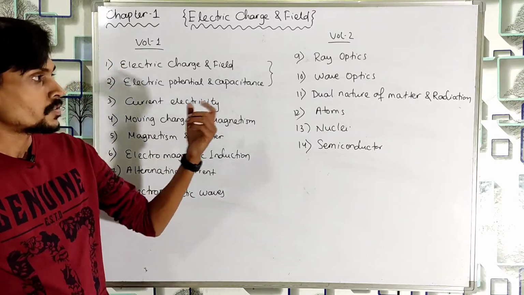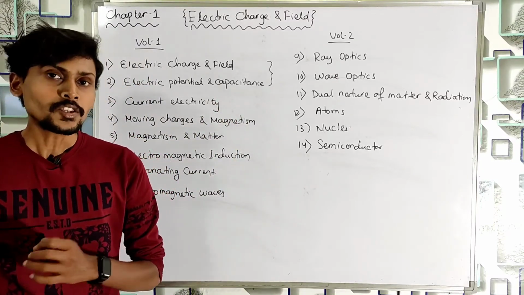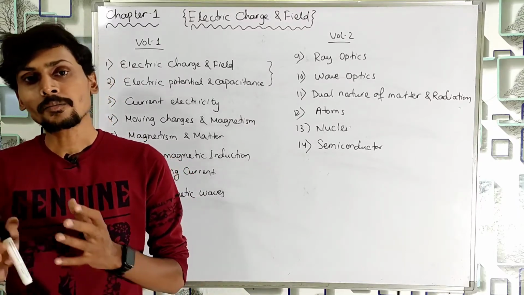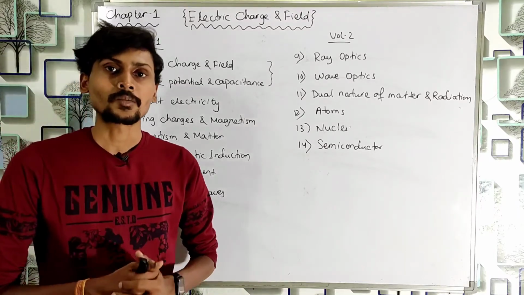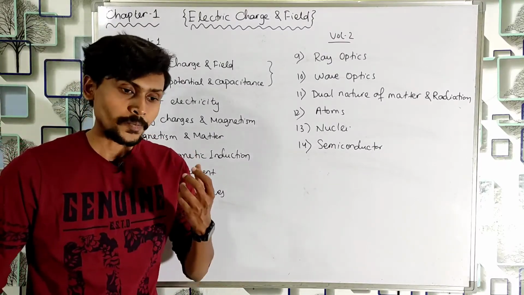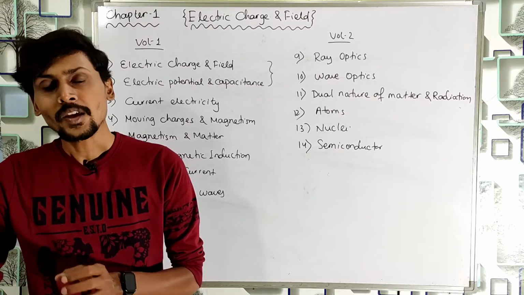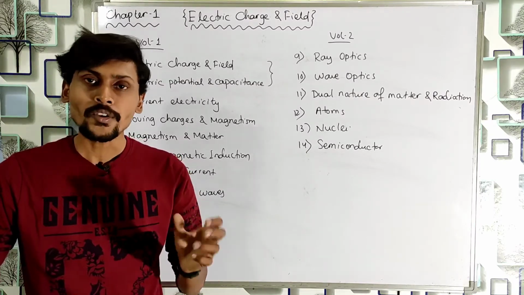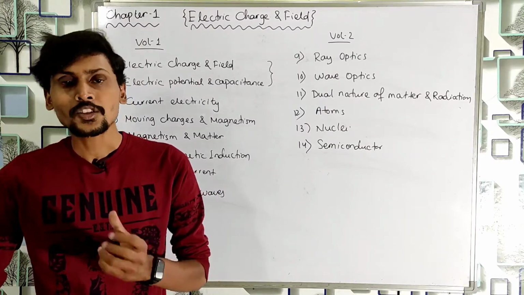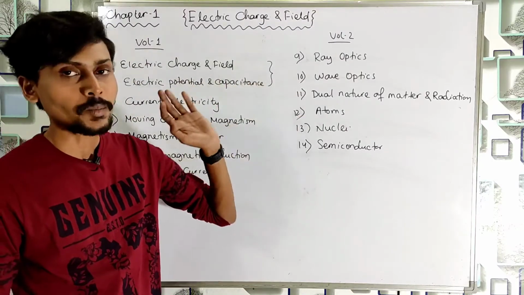Then come to the next chapter, dual nature of matter and radiation. So in this chapter we will discuss about the dual behavior of matter as well as radiation. So we know that light behaves as a particle as well as a wave. Similarly, every matter has a wave property. So all those things, means the dual nature of matter as well as radiation, will be discussed in this chapter.